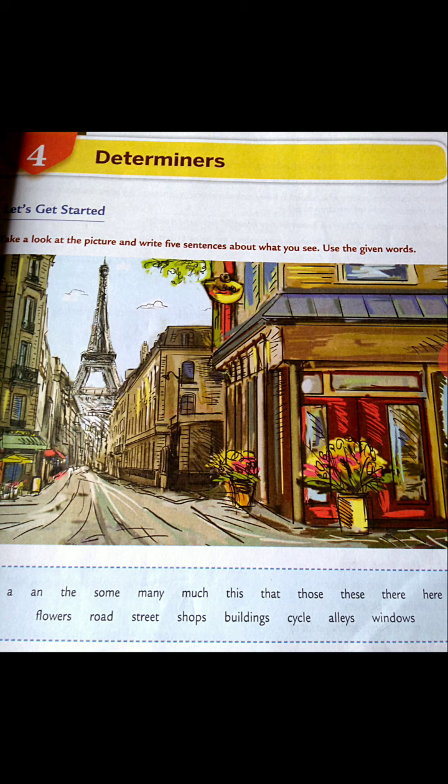A picture is given on the screen. Look at this picture, and you have to write 5 sentences about what you see. You have to write it just now, right in front. You have your English copies. You have to write at least 5 sentences.